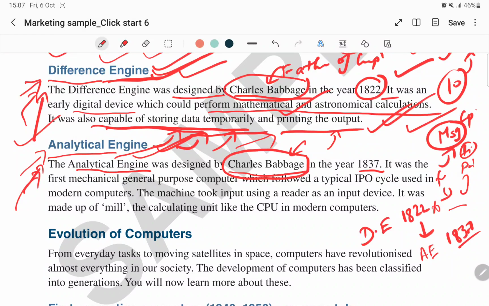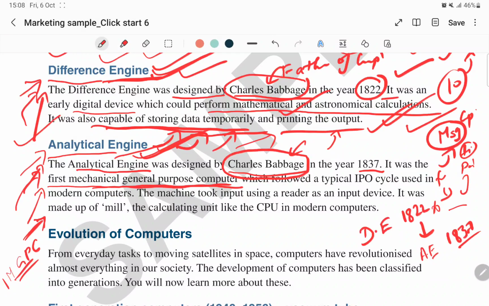And this particular calculating device was, we can say, the first mechanical general purpose computer. This device is not limited to a general calculating device for mathematical calculations, storing data temporarily, printing the output, or astronomical calculations. It is a kind of computer. But which category of computer? General purpose. The first mechanical general purpose computer.